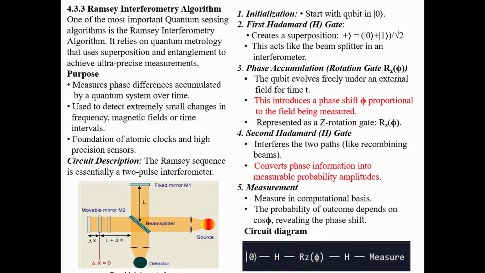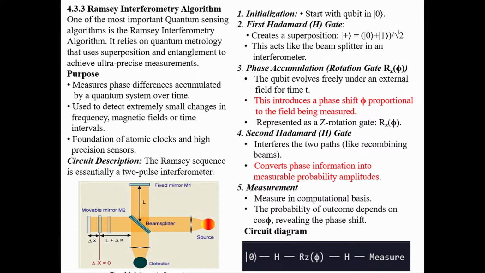I will tell you at least this last one to make you understand the advantage of this. This is called an interferometry algorithm, the Ramsey interferometry. It measures the phase difference accumulated by a quantum system over time, used to detect extremely small changes in frequency, magnetic fields or time intervals. It is the foundation of atomic clocks and high-precision sensors. How does it work?